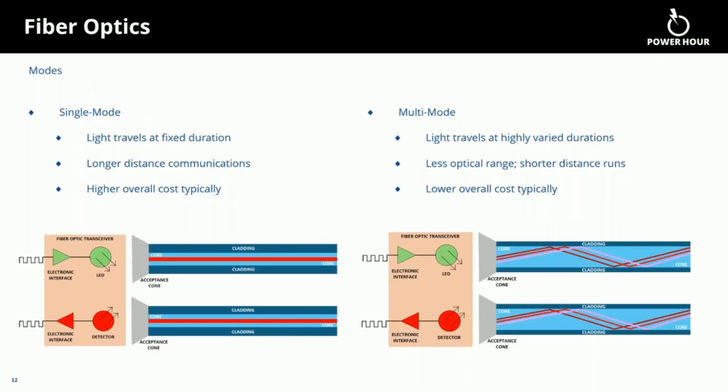Whereas with multi-mode, the larger core can send multiple modes of light simultaneously at varied durations. This can limit bandwidth and cause the signal to be more susceptible to attenuation factors. So we've seen multi-mode applications be more suited for shorter distances in comparison. On cost, on average, you'll see single mode is a little bit higher due to the higher cost of transceivers, and it's slightly more complex to manufacture those cables.